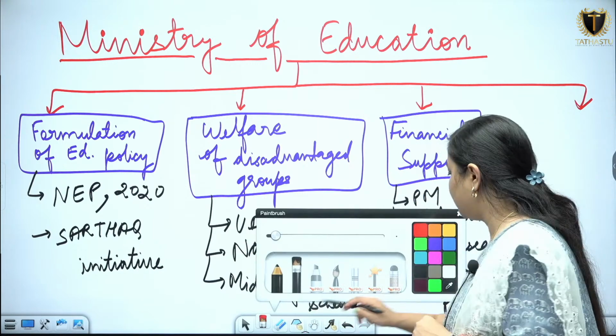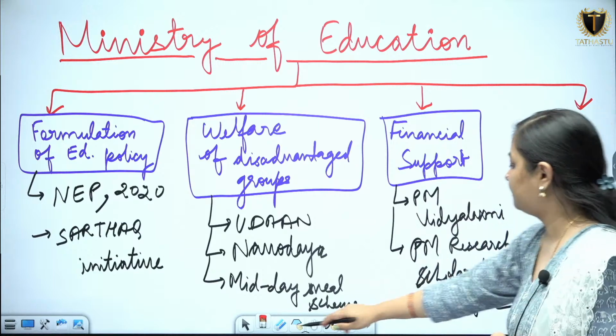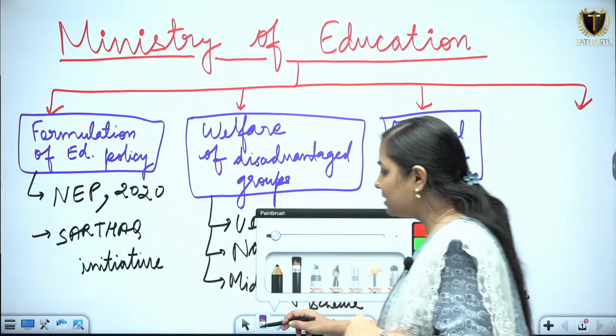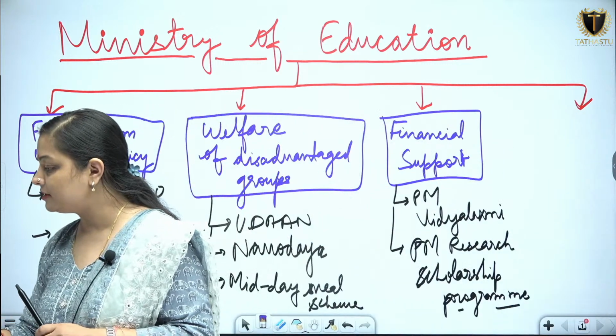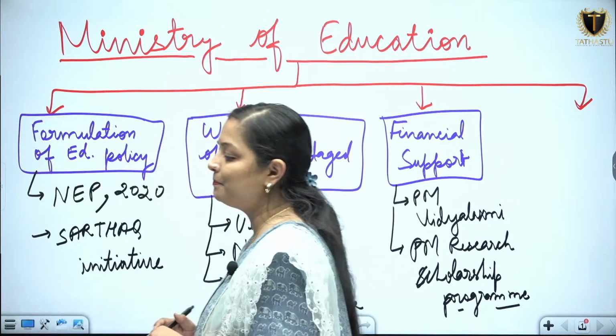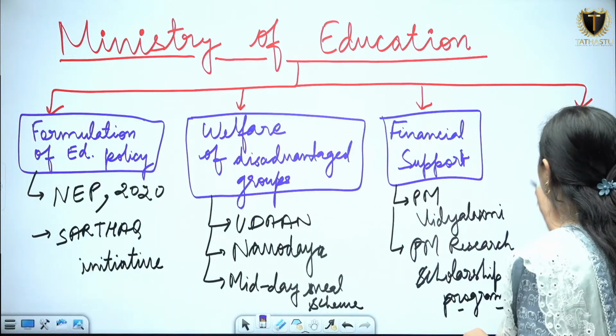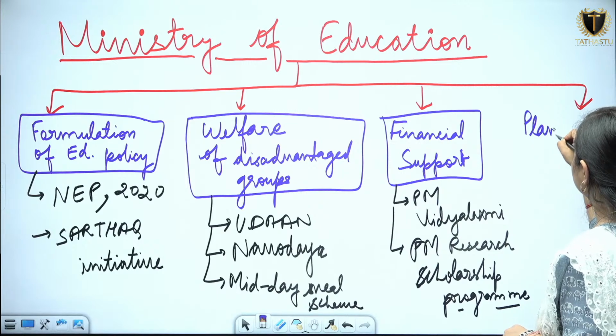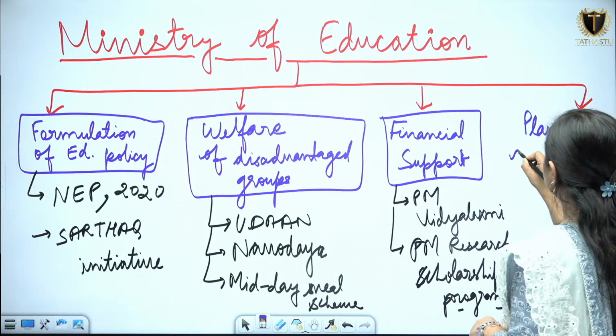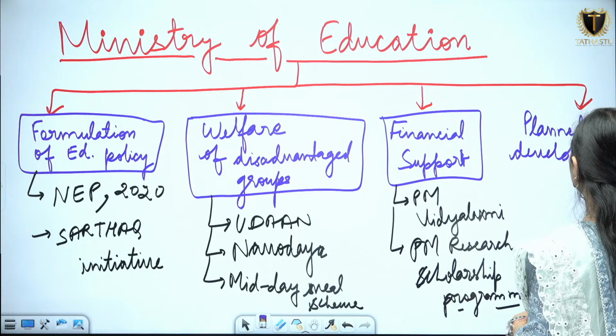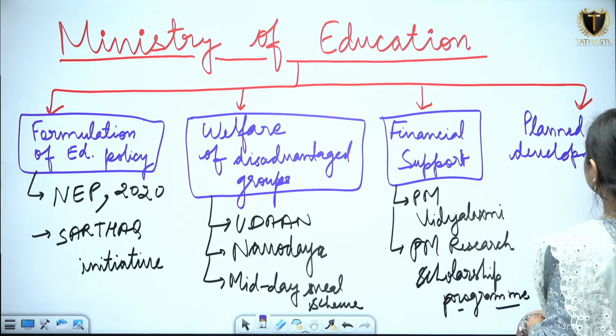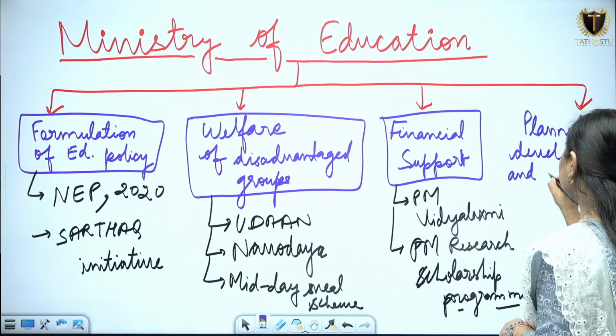Now the next one, okay, there are others also. Next is the planned development and quality of the education. Planned development and quality of the education.